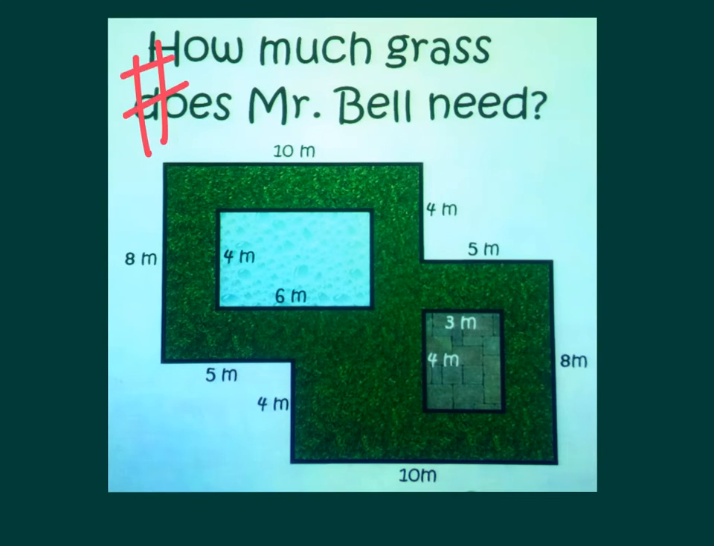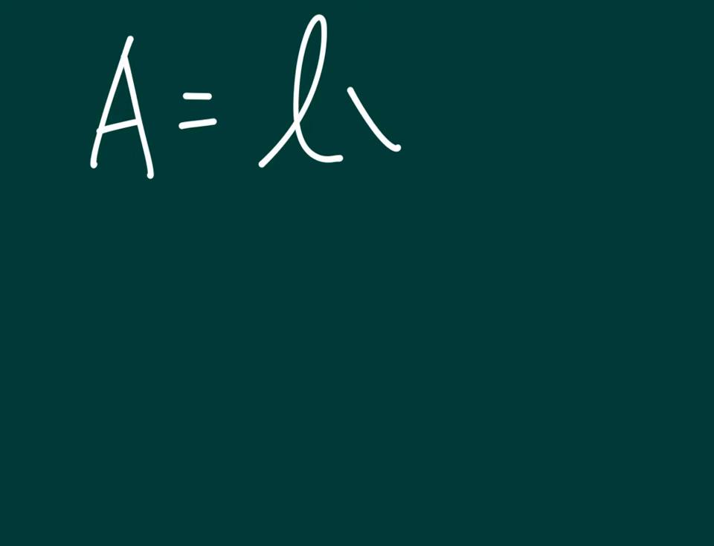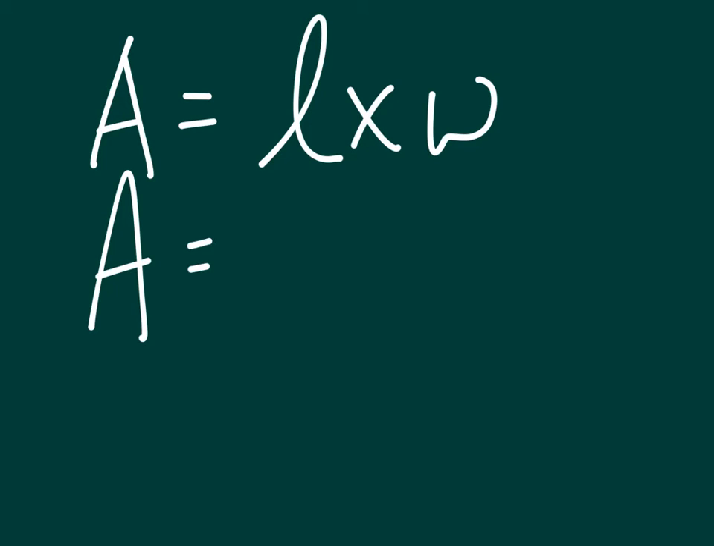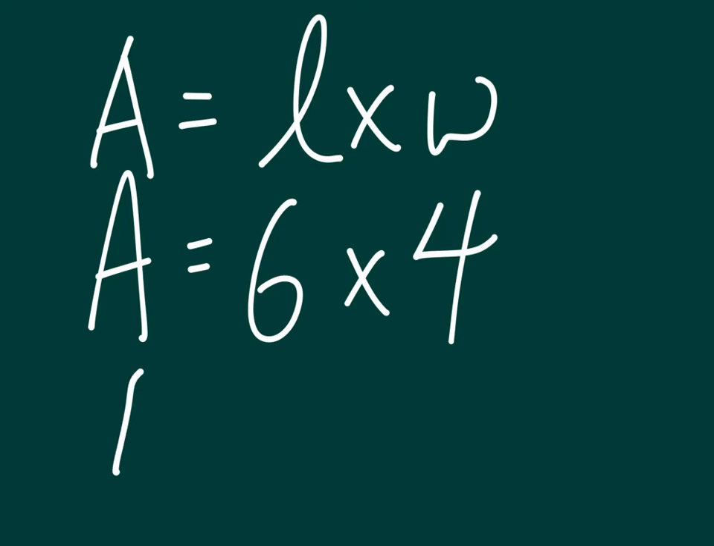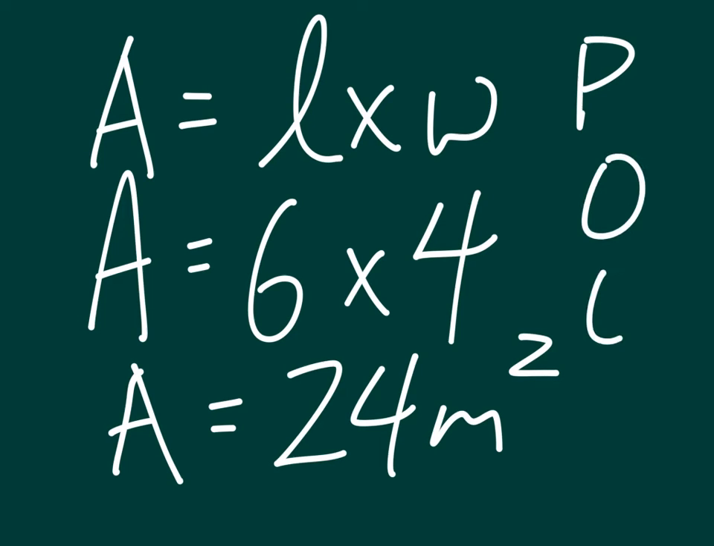Step number 3 requires us to find the area of the pool. Again, we know the length, it's 6, and we know the width, it's 4. That's going to come in handy. The area of a rectangle is equal to the length times the width. Are you getting bored of that yet? In this case, our length is 6 and our width is 4. So our area, if you haven't figured it out already, is 24 meters squared. That's, of course, for the pool.